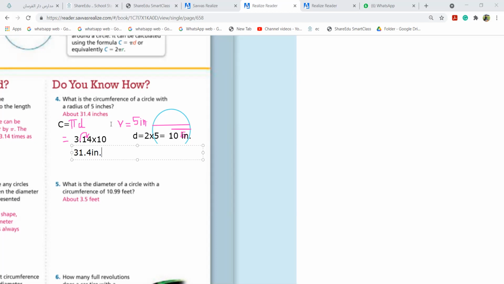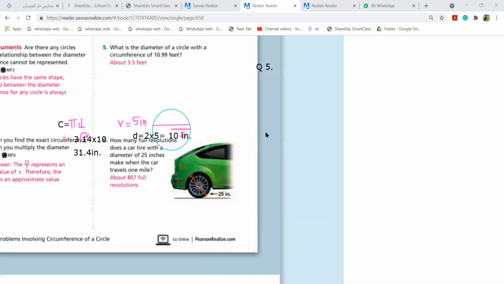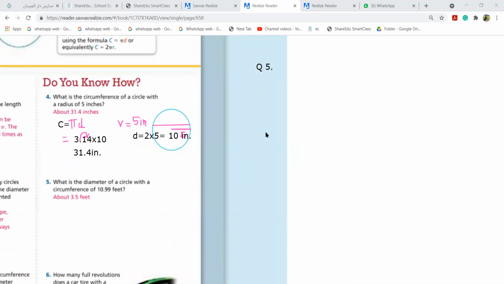No. Okay. Now question 5. This is different. I'll do question 5 here. Those who are doing it in the copybook, please, you must write the page number. That is page number 444. All right, question number 5.